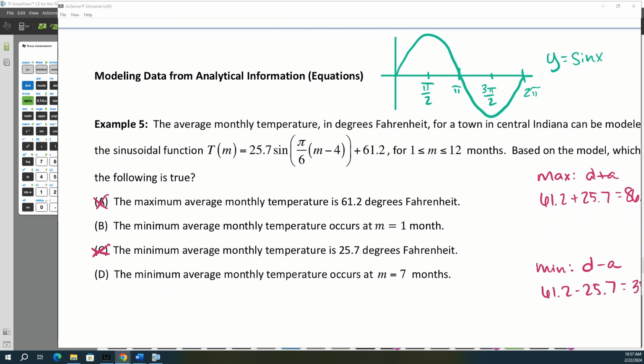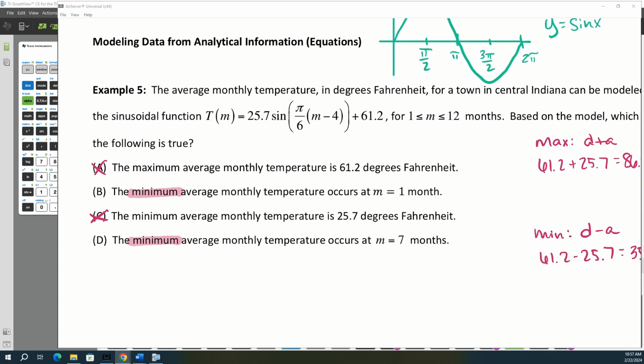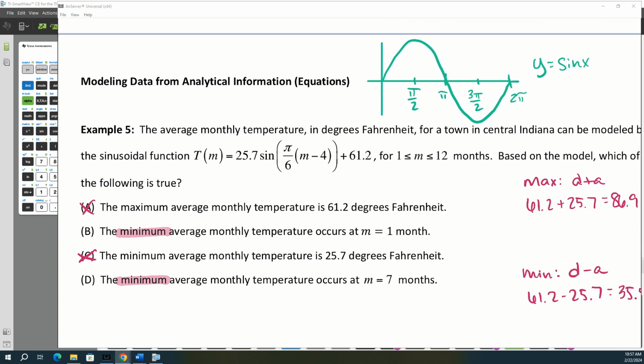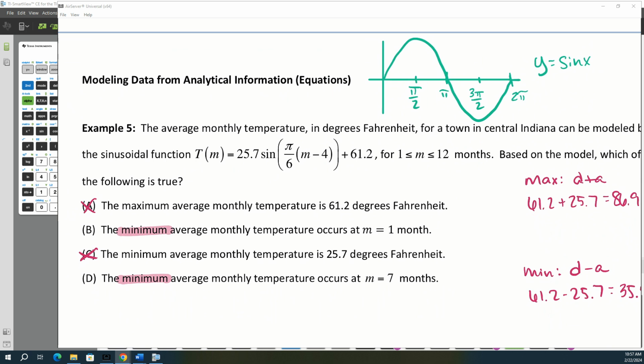So if we're looking at this, and I did change this from the original notes. Whoops. Both B and D say the minimum occurs at m, blah, blah, blah. So we're going to just find where the minimum occurs.